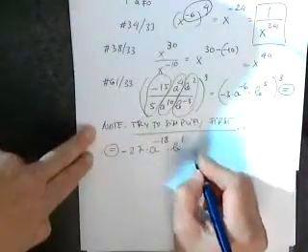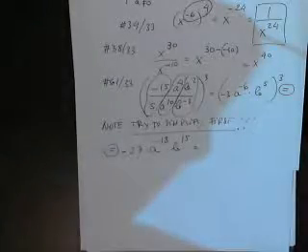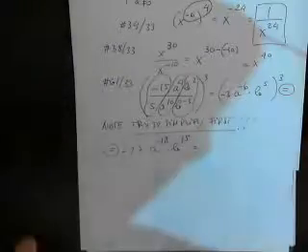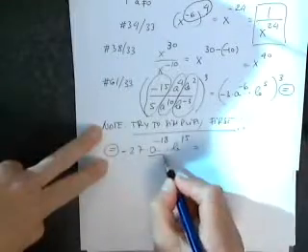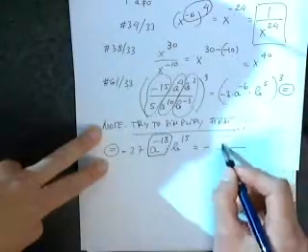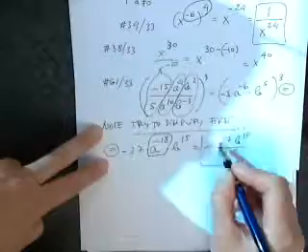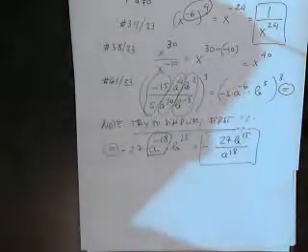Very good. Negative 27 and b to the 15th cannot go anywhere because they have power 1 or positive, in other words. But a to negative 18 will go where? Bottom. Very good. And this is it. That's final.